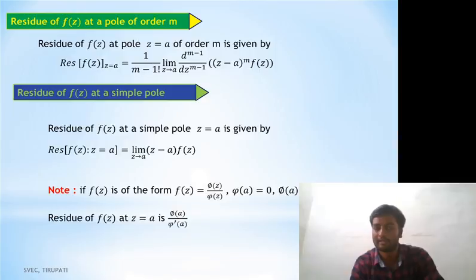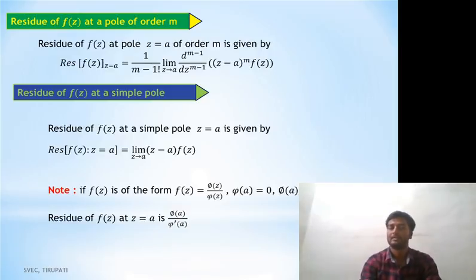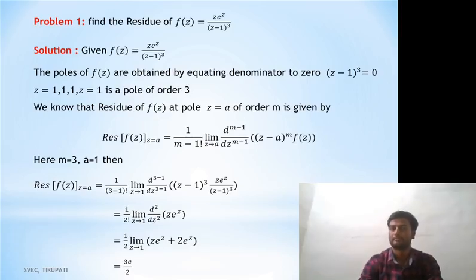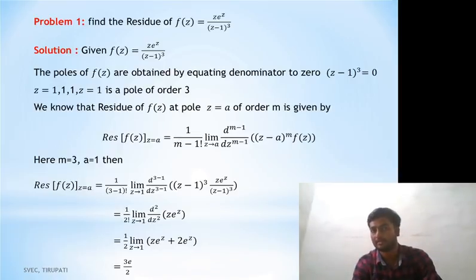So there is another way to find the residue. If f of z is of the form phi of z by psi of z, where phi of a equal to 0 and psi of a not equal to 0, then your residue is phi of a by psi dash of a. Now first consider the first problem.